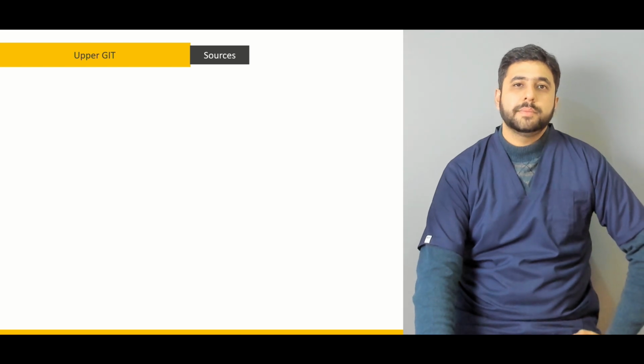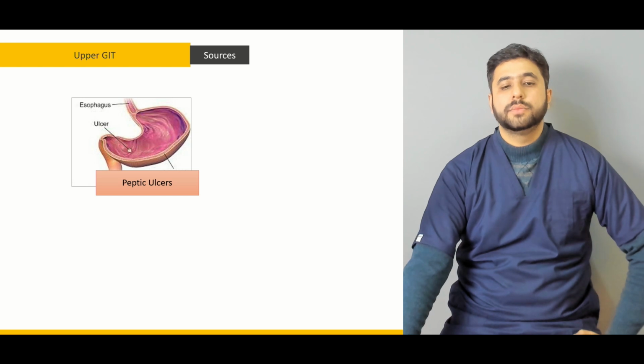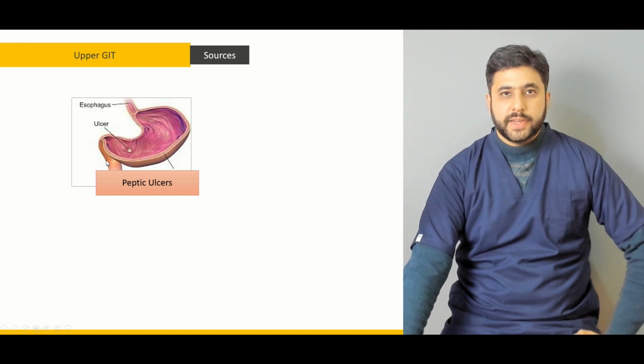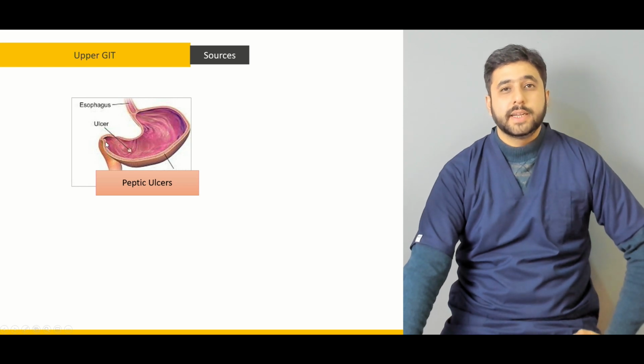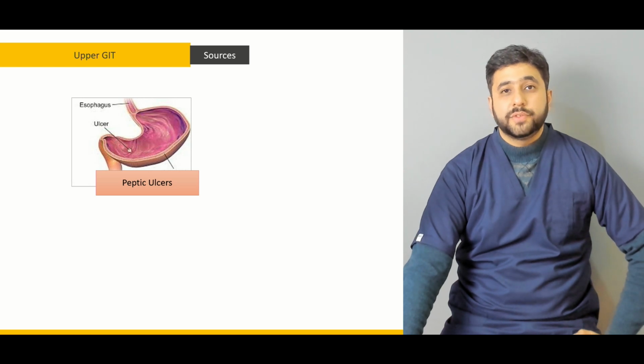About 50 to 60% of upper GI bleed is because of peptic ulcers. As you know, this is the most common cause of upper GI bleed, and it can present in various forms. For example, if there is a bleeding duodenal ulcer, it can lead to hypovolemic shock because the gastroduodenal artery might be compromised, and there might be profuse bleeding in these patients.